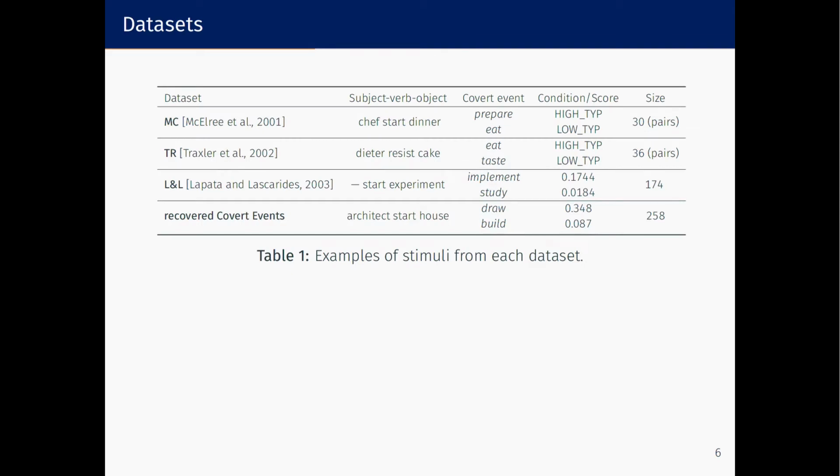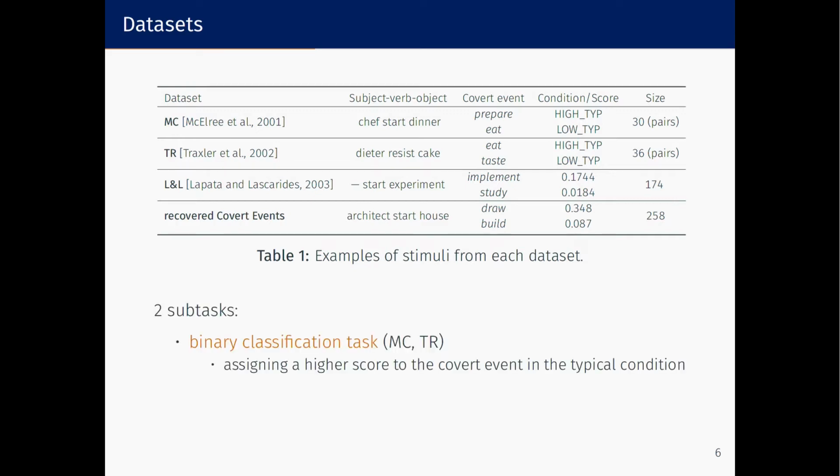To perform our experiment, we use 3 datasets designed for previous psycholinguistic studies: the McRae dataset, the Traxler dataset, and the Lapata and Lascarides dataset. And we also use a new dataset created by the authors that we call Recovered Covert Events Dataset, or CE.